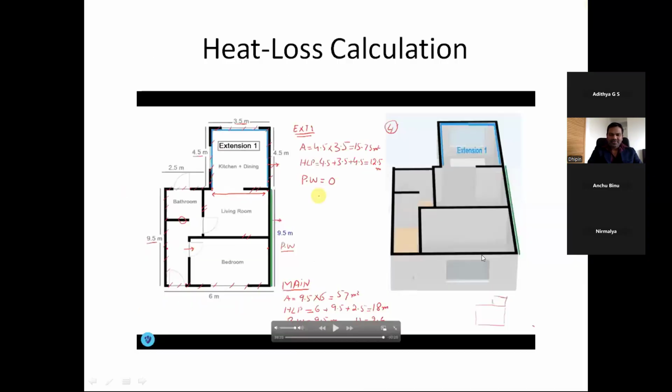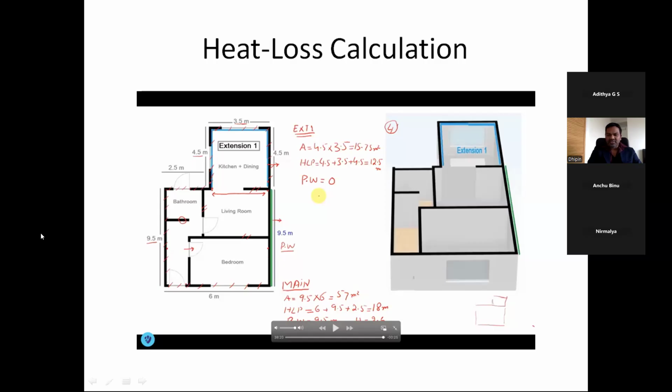Who's sharing the screen? Can you move on to the next slide, please? Okay, this is a simple calculation that I've brought in here. We also should consider, based on the house that we live in. Generally, we calculate the area of a house, and what is being exposed is what should be considered in calculating the heat loss perimeter.